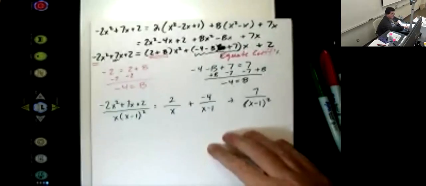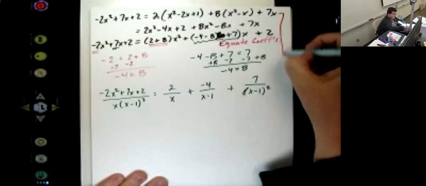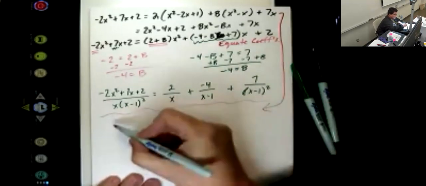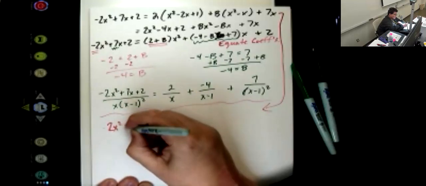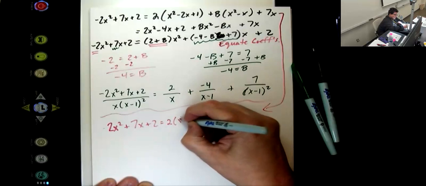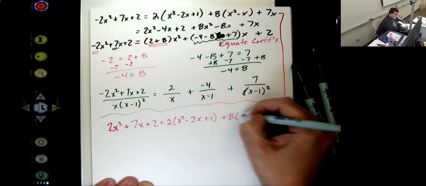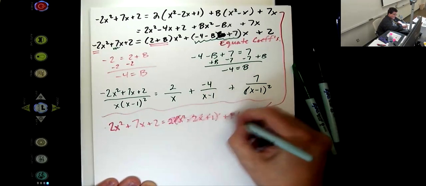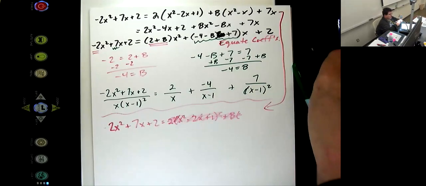Okay, on a side note, if we came back here, I didn't even need to multiply that out. Forget you, red pen, you're dead to me.